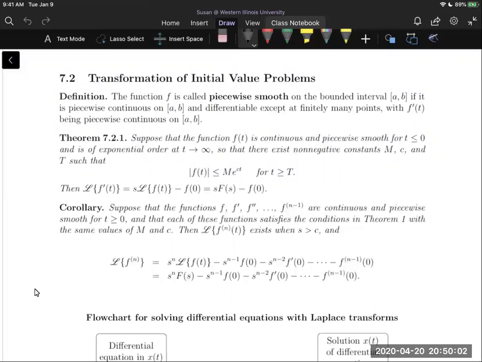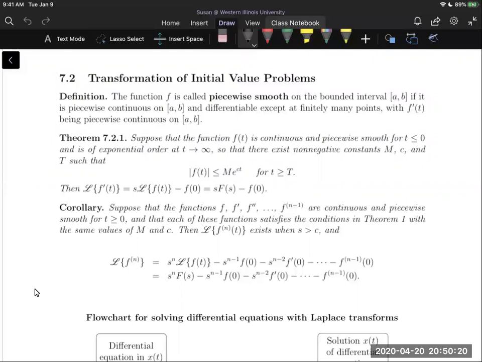So you can think of this exactly as you can separate this function into finitely many intervals, each of which are smooth, meaning no sharp cusps, no discontinuities, anything of that nature. And so theorem 7.2.1 is going to require that condition.